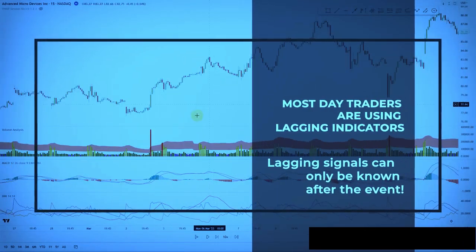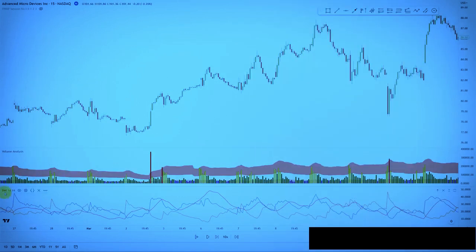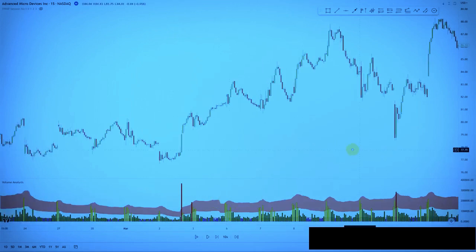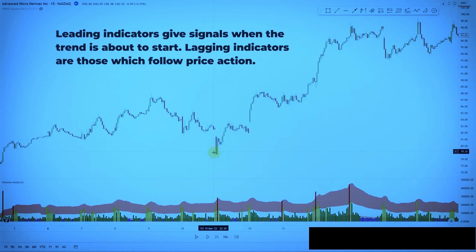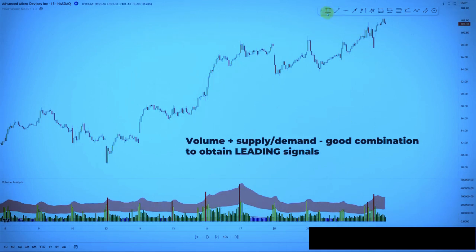Most day traders are using lagging indicators in their analysis, and their lagging signals can only be known after the event. Don't get me wrong, this doesn't make them useless. They can clarify and confirm your bias. But leading indicators or signals are the ones you should consider adding in your technical analysis. Leading indicators give signals when the trend is about to start, whereas lagging indicators are those which follow price action. My favorite leading indicator is the volume. We talked about it in the previous module, because it communicates the involvement of smart money.